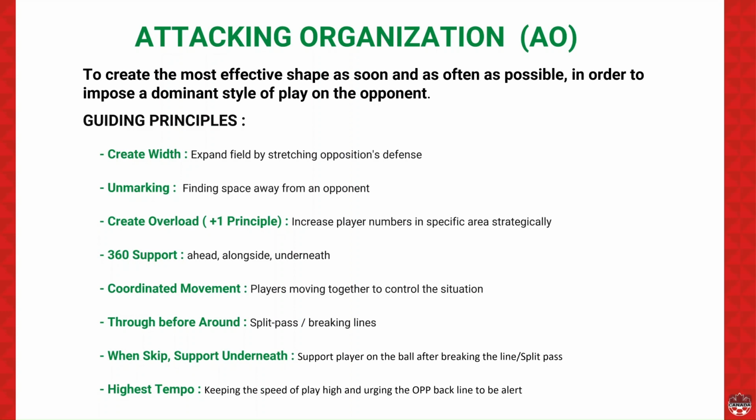Next, support underneath: support the player on the ball after breaking the line or a split pass. It means when the player passes the ball, it's not over. He must move and provide support for the player on the ball. And the last, not least, highest tempo. We need to keep the speed of play high and urge the opponent's back line to be alert. It's a game situation activity. We have to play as fast as we can.